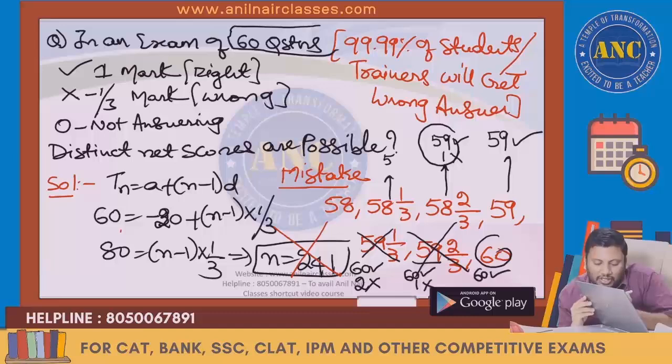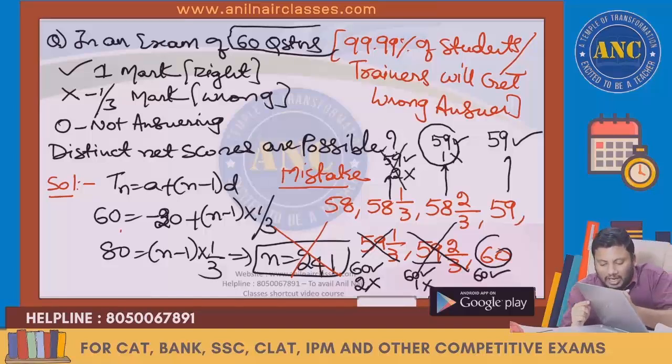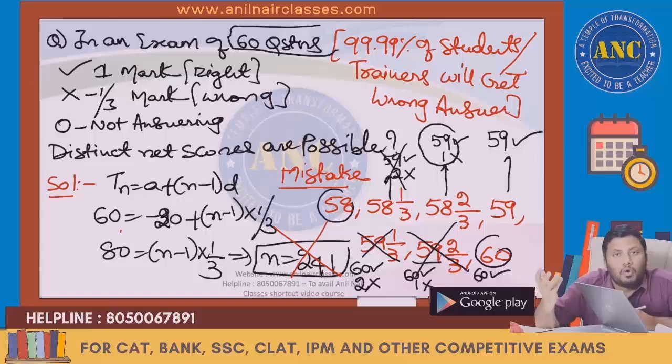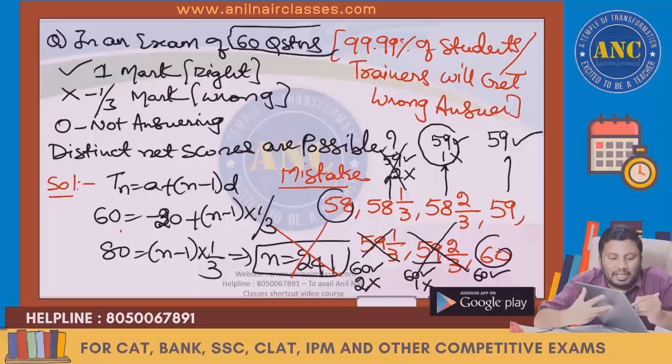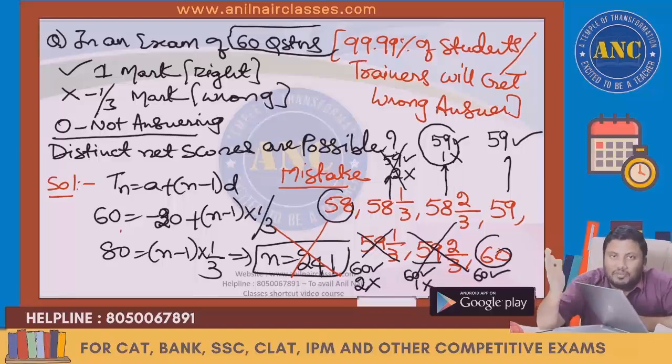58 1/3: 59 right, 2 wrong. 59 plus 2 is 61. Total 61 questions. Not possible. Now 58: all 58 right. He can attempt only 58, he can even leave out questions. Only 58 attempted, all 58 right, which is 58.